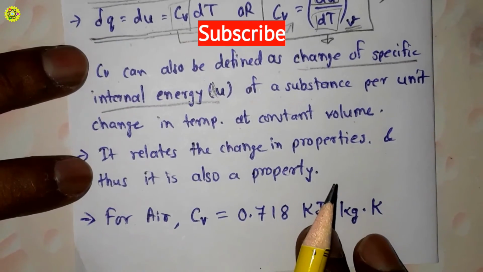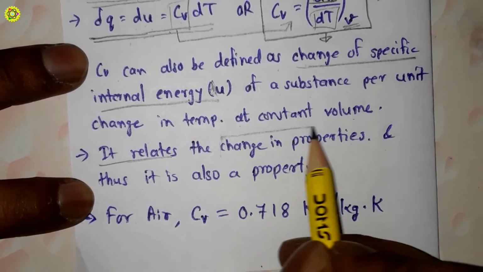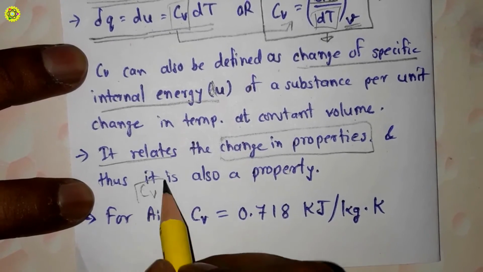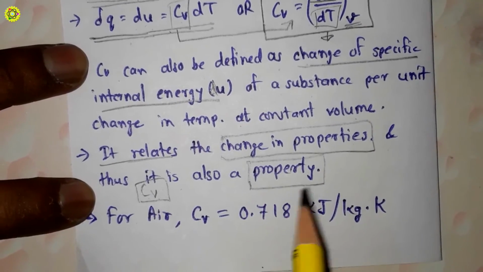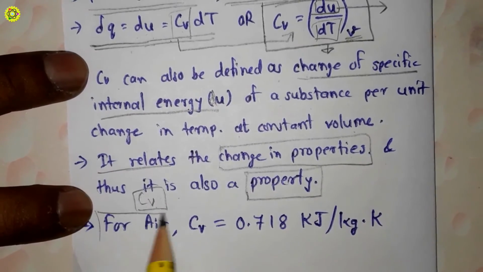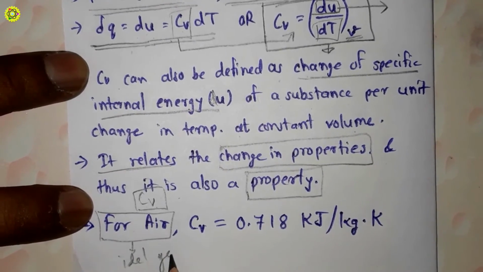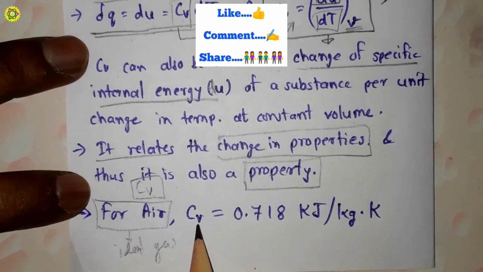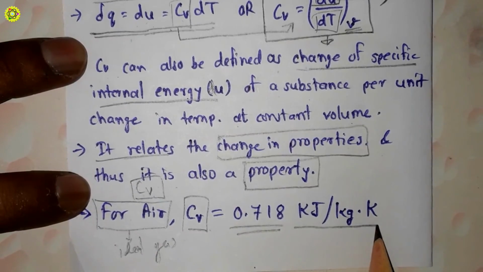Now it relates changes in properties, and thus Cv, that is specific heat at constant volume, is also a property. For air, that is, air is an ideal gas, the value of Cv, that is specific heat at constant volume, is equal to 0.718 kilojoule per kg Kelvin.